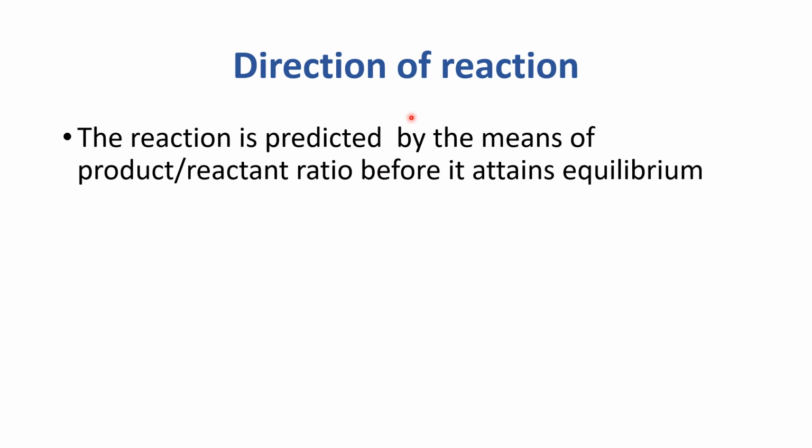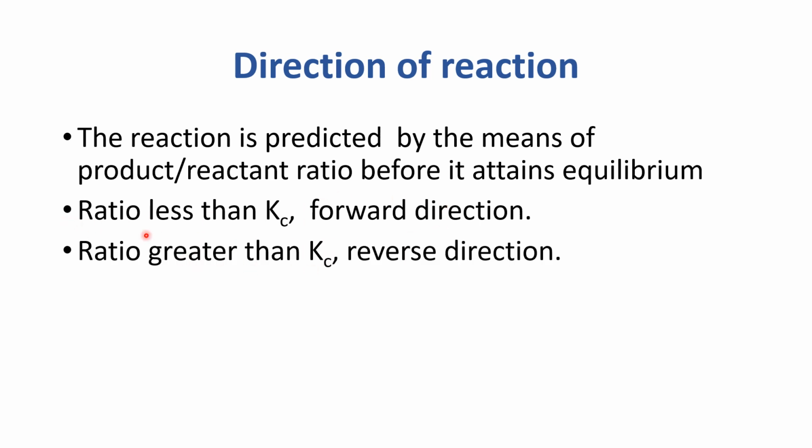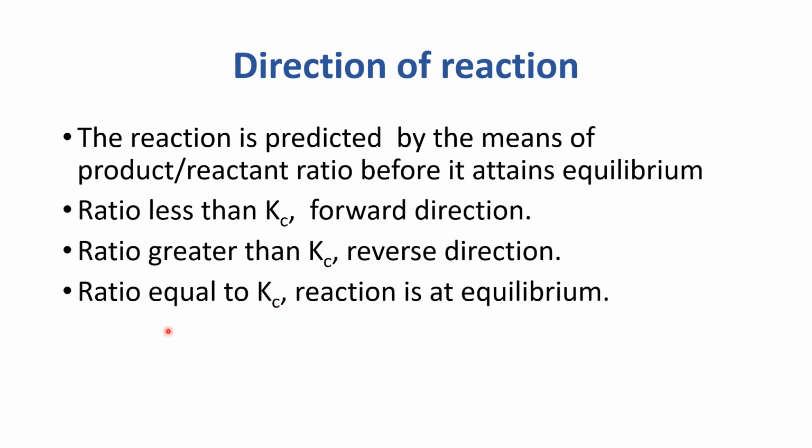The direction of reaction is predicted by means of the product over reactant ratio before it attains equilibrium. So अगर ratio less है Kc से, it means forward direction. अगर ratio greater है Kc से, it means reverse direction. अगर ratio equal है Kc से, it means reaction जो है वो equilibrium है.